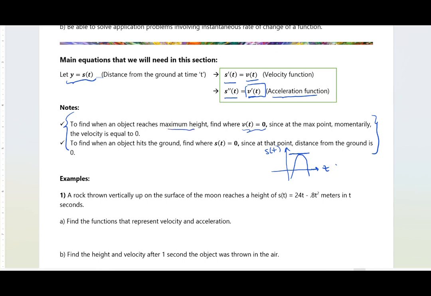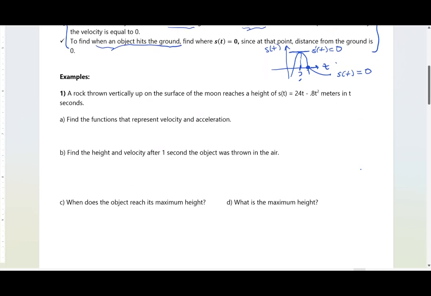Anytime you hear the word maximum height, think about setting the velocity function, or the first derivative of distance, equal to 0. On the other hand, if they ask you, when does the object hit the ground? In that situation, you want to know where the distance from the ground is 0. For that, you should set the distance equation equal to 0. So to find when it reaches maximum height, we set the derivative equal to 0. To find when it hits the ground, we set the original distance function equal to 0, because at that point, distance from the ground should be equal to 0. Okay, so let's take a look at a few examples.